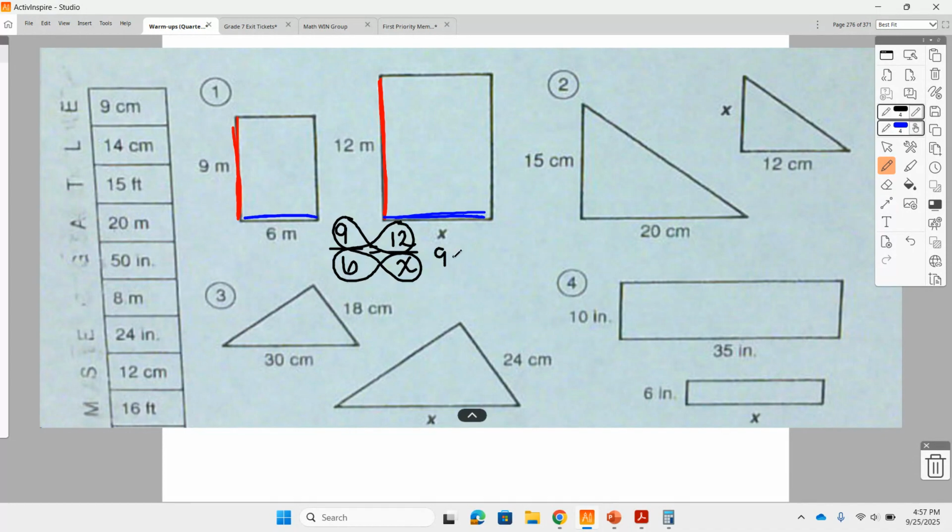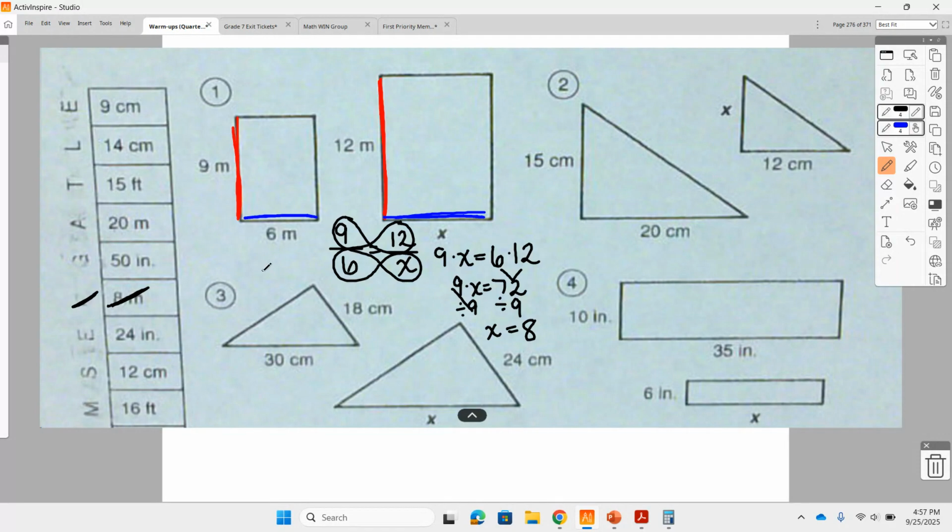So 9 times x equals 6 times 12. 6 times 12, of course, is 72, divided by 9. X is equal to 8. Going to find it over here and cross it out. Only what's left will answer the riddle. Be careful on some towards the bottom.